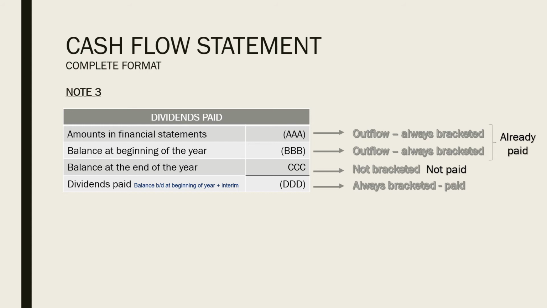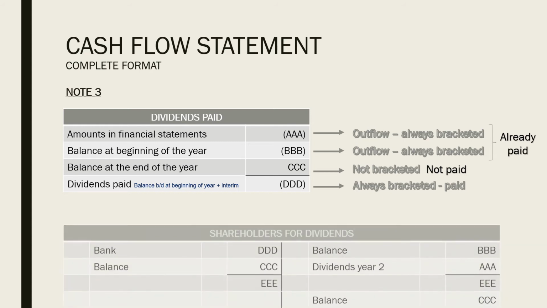All right, so if we take the balance brought down at the beginning of the year, plus the interim dividends that we declared during the financial year, that is going to give us the dividends paid during the year, which always will be bracketed because it is paid. Okay, it has been paid. It constitutes an outflow of cash.